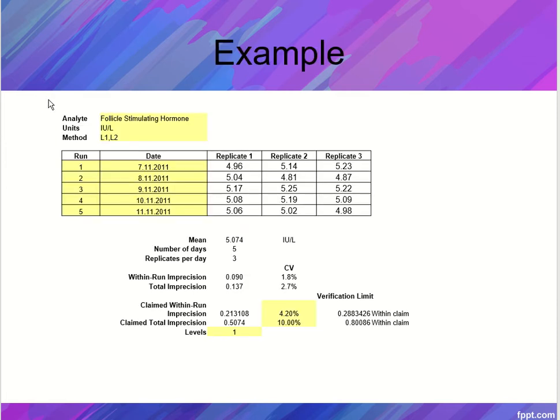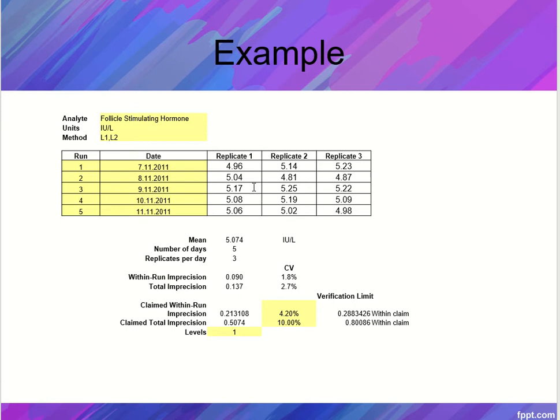This is an example of the data under the EP15 procedure. So you run one sample. Each day you run it in triplicate: run 1, run 2, and run 3 on the first day, and then you run on the second day until the fifth day.